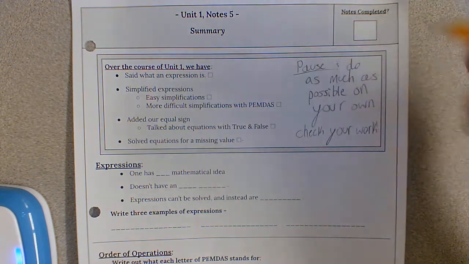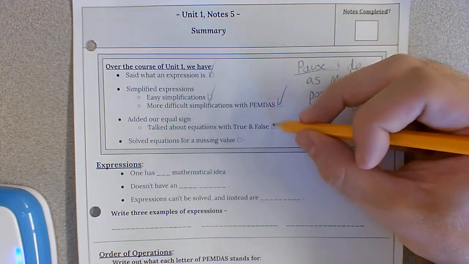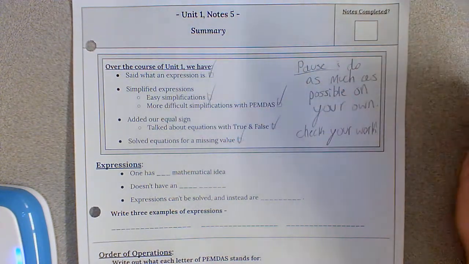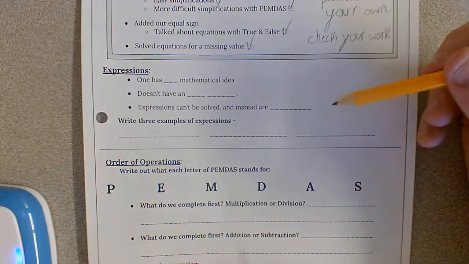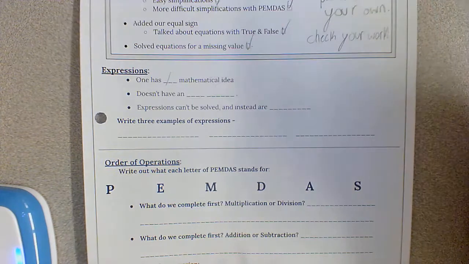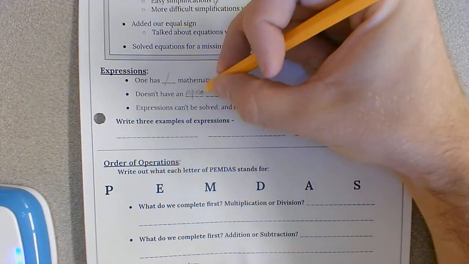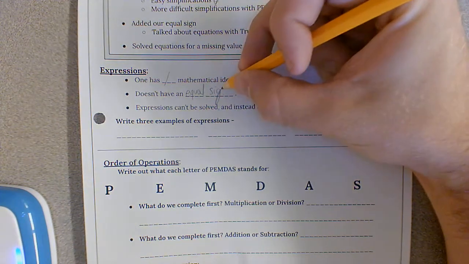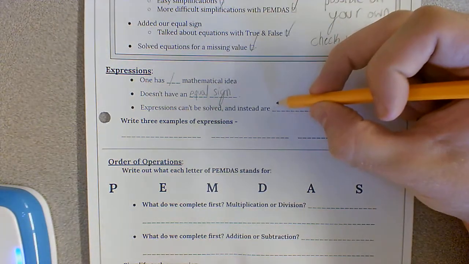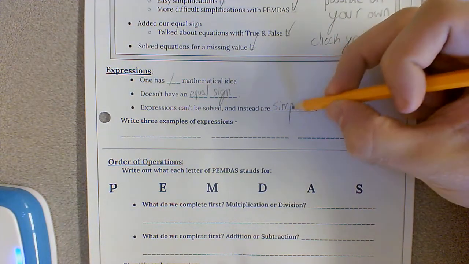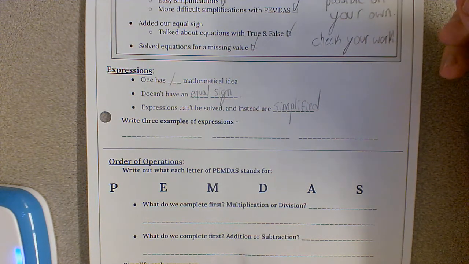Okay, so you should know how to define an expression, simplify, find true and false, and solve for a missing value. Let's start with expressions. So we start with some definitions. Expressions have one mathematical idea, and they don't have an equal sign. Expressions can't be solved, and instead are simplified. Okay? And I'll give you 3 examples of expressions.